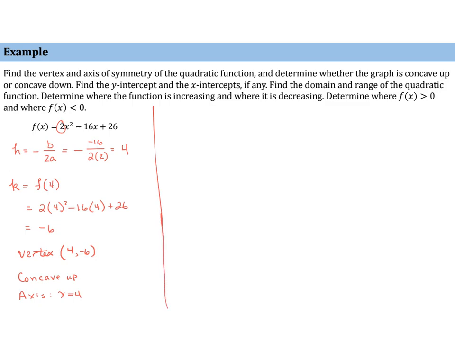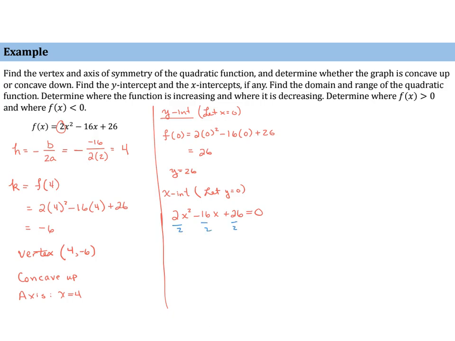We can find any intercepts. So let's find the y-intercept first, by letting x equal 0. So f of 0 is going to be 2 times 0 squared minus 16 times 0 plus 26. So 26. So our y-intercept is y equals 26. Our x-intercepts, we'll let y be 0. So we have 2x squared minus 16x plus 26 equals 0. We can divide everything by 2. And this yields for us x squared minus 8x plus 13 equals 0.